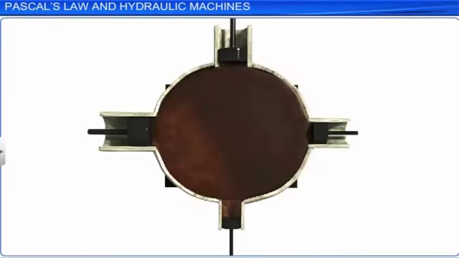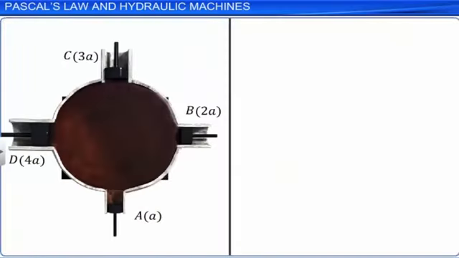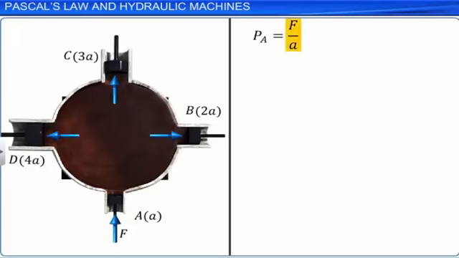Consider a spherical vessel containing four cylindrical tubes A, B, C and D of area of cross-section A, 2A, 3A and 4A. Each of these openings is fitted with an airtight piston. Let piston A be pushed with a force F. Then the pressure on the piston is F by A. Pistons B, C and D move out due to this pressure.